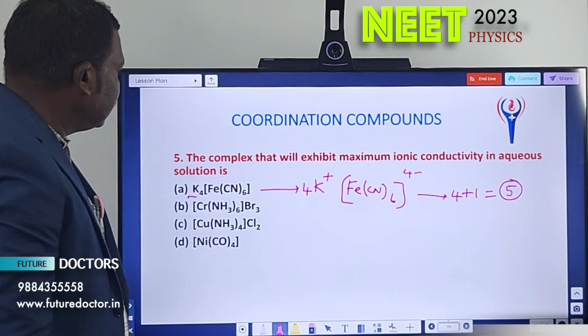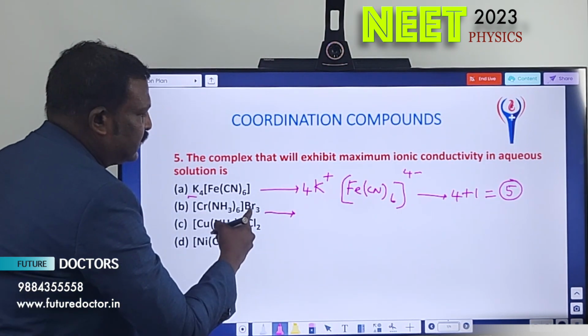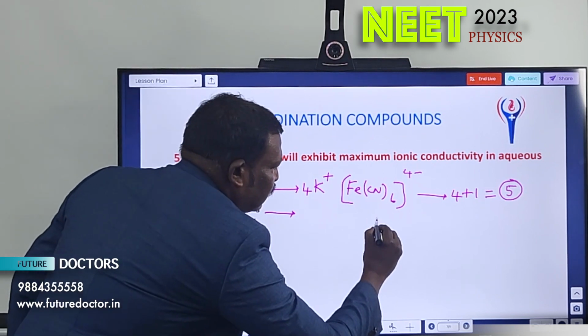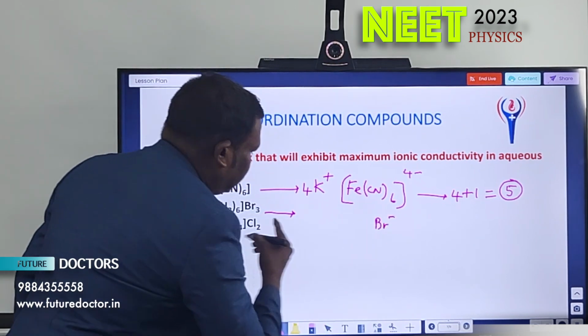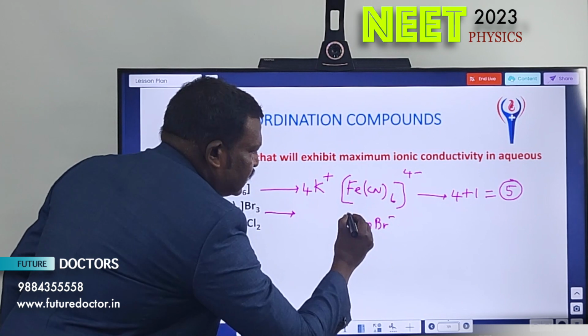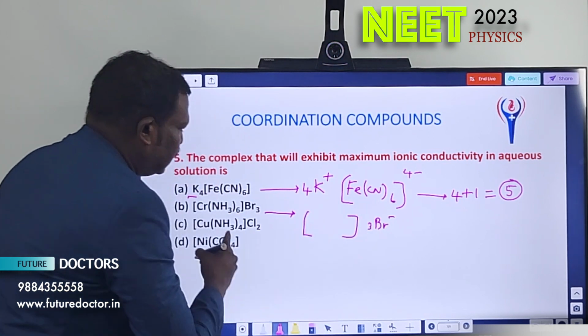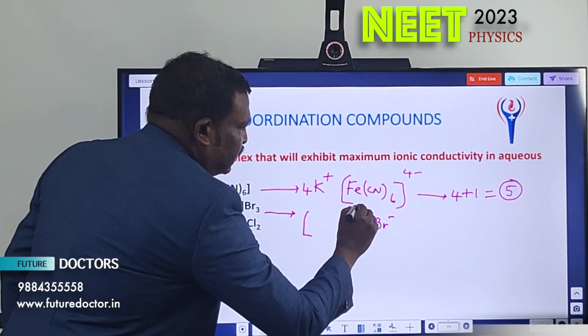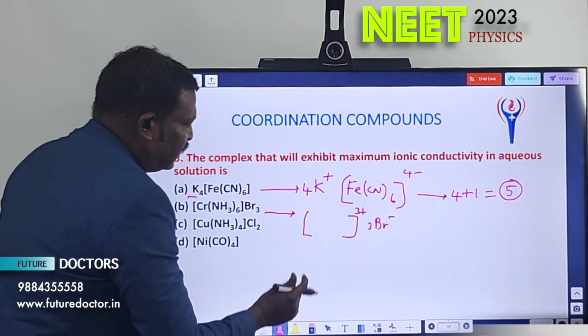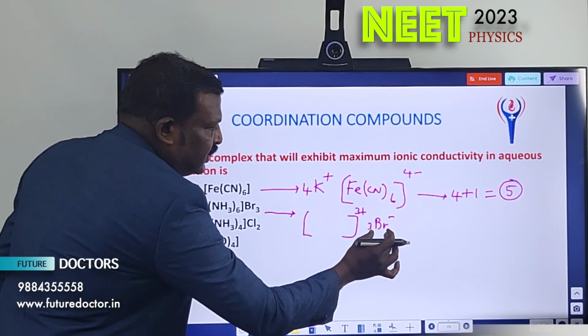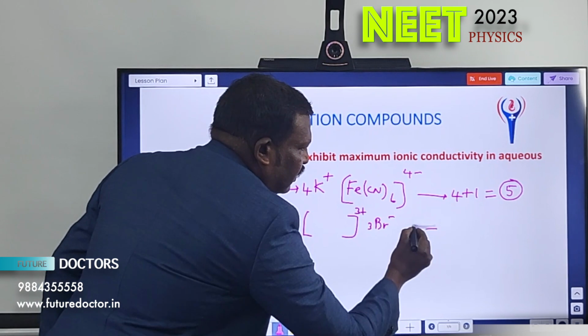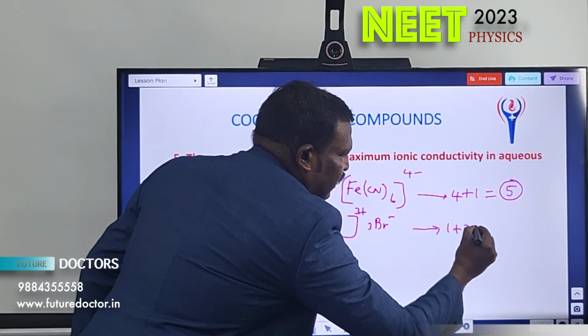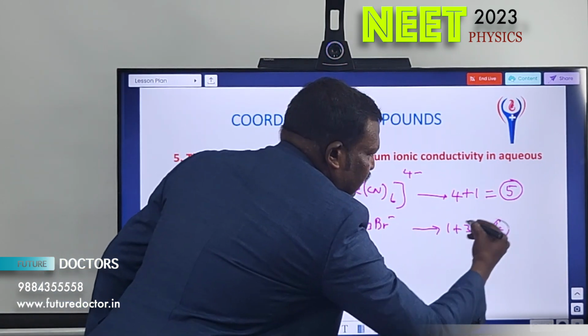This one, how many ions are produced? Who is present outside the square bracket? Br minus. How many Br minus? 3 times. You put it like this. Then the square bracket. Now this is 3 minus, which means automatically this is 3 plus. Okay. So 1 complex plus 3 bromide ions. So 1 plus 3, we have 4. Understood? Right.